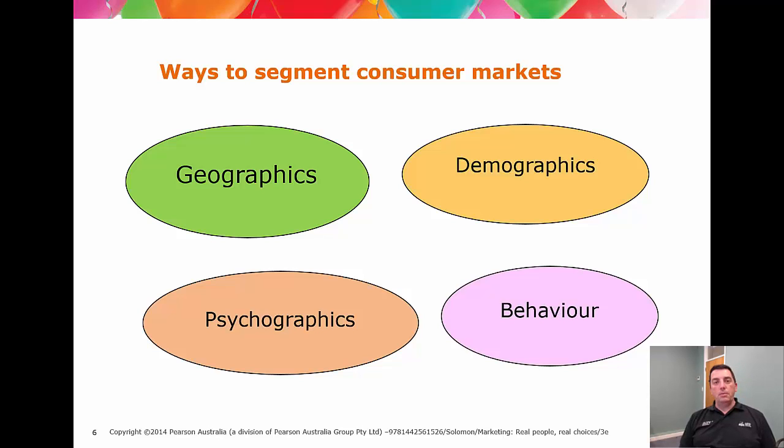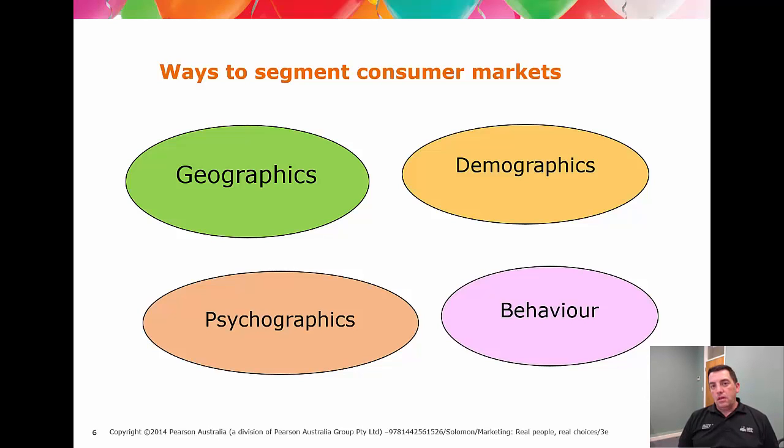Now, with the top two there, geographics and demographics, it's pretty easy to get the information about someone, for example, where they live, how much money they earn, all that type of thing, through census-related information, which is done through a Bureau of Statistics, like here in Australia, the Australian Bureau of Statistics. They collect all this wonderful information about geographics and demographics, which is really great for marketers.